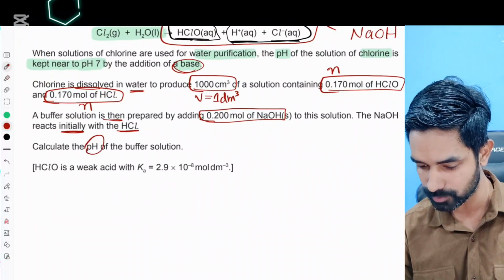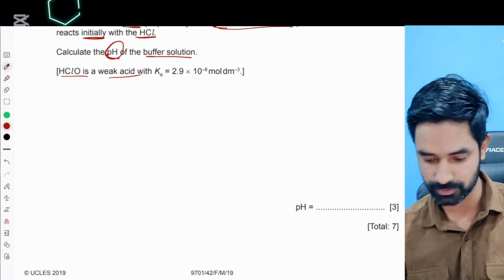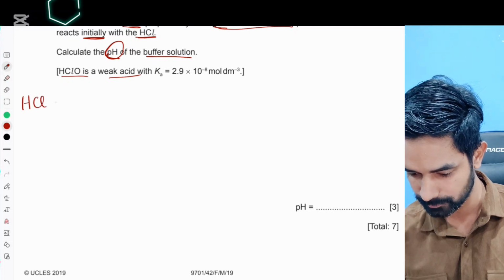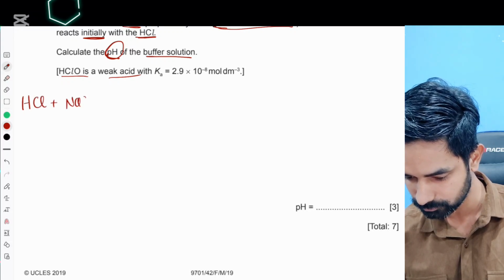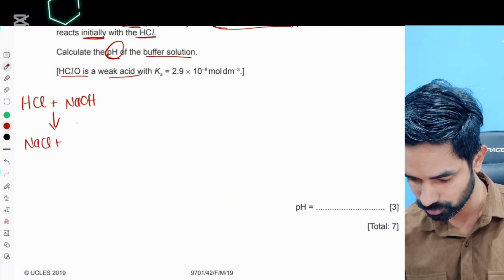Calculate the pH of this buffer. HClO is a weak acid. So let's see how we can find the pH. Stay connected. Acha, HCl first will react with NaOH to produce NaCl and H2O.